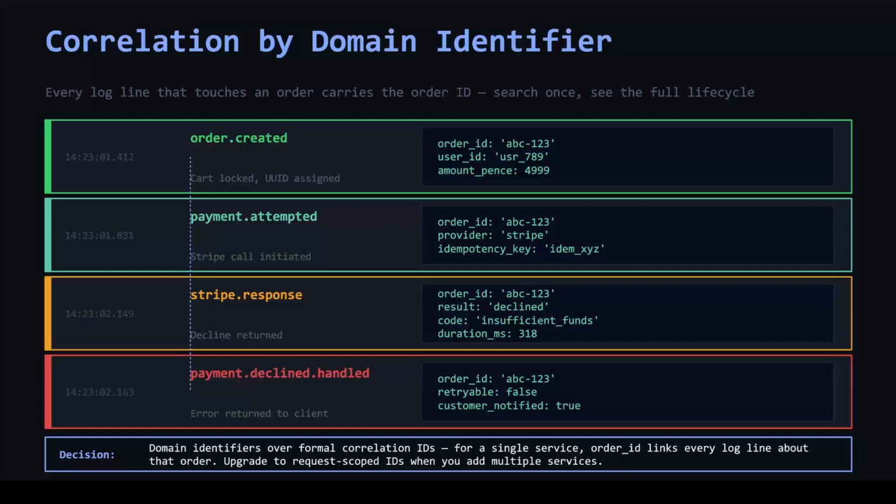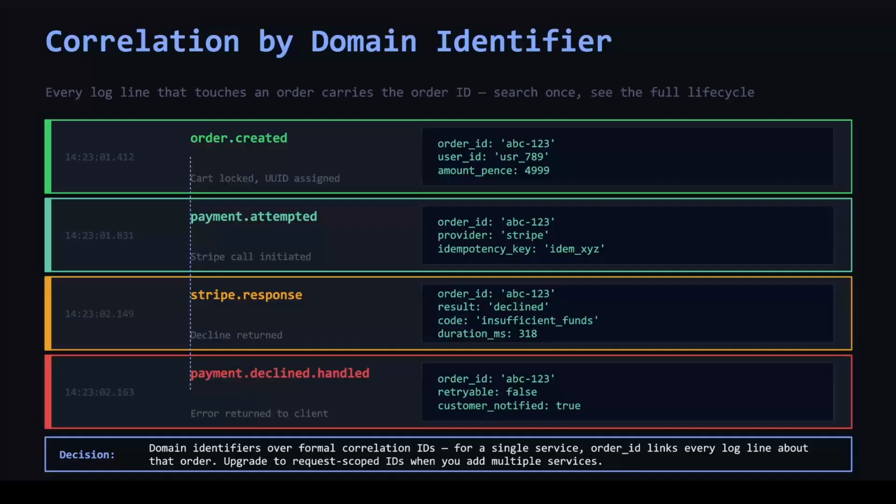Okay, the following line. At 14:23:02.149, stripe.response, the decline is returned. Result: decline. The code is insufficient funds. The duration is 318 milliseconds. At 14:23:02.163, payment.declined.handled, the error returned to the client as retriable false and customer notified is true.